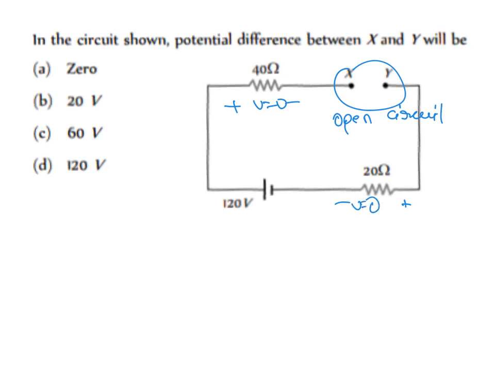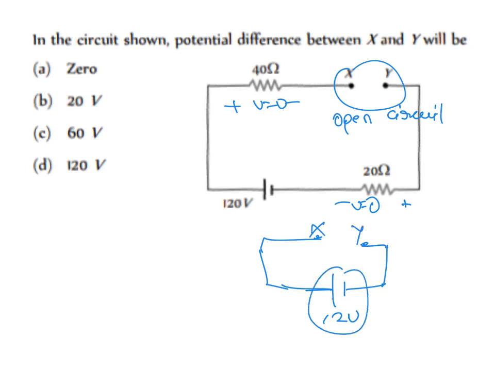So the equivalent circuit will be like this. This is the 120 volt, and these are the points X and Y. So that's the reason why the same potential of 120 volt will be dropped across X and Y. So 120 volt is the right answer for this particular question.